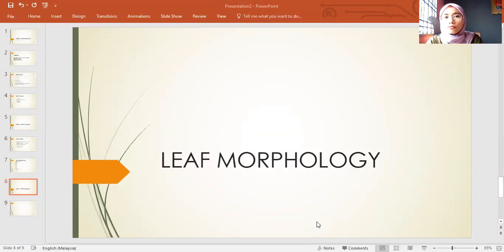Stipules, pulvinus. We have a few types of leaf, which are simple leaf, compound pinnate, compound bipinnate, compound tripinnate, and the last one is compound palmate, if I'm not mistaken. We go through one by one. This is an example of simple leaf. This is compound pinnate. This is compound bipinnate. This is compound tripinnate. And this is compound palmate.